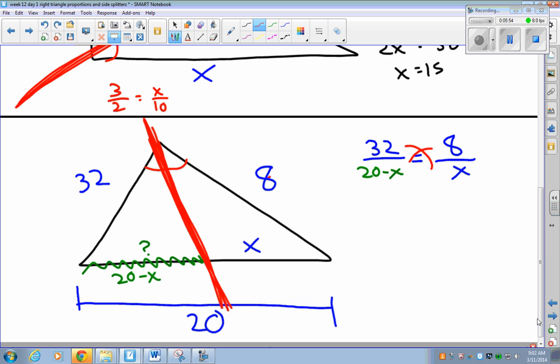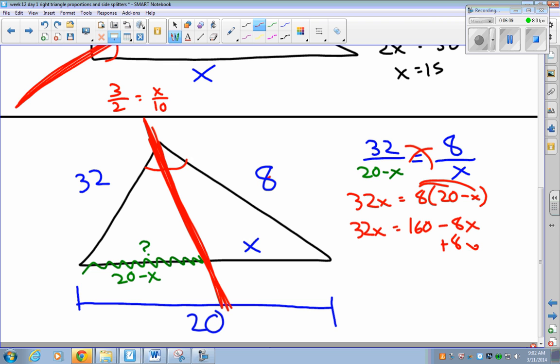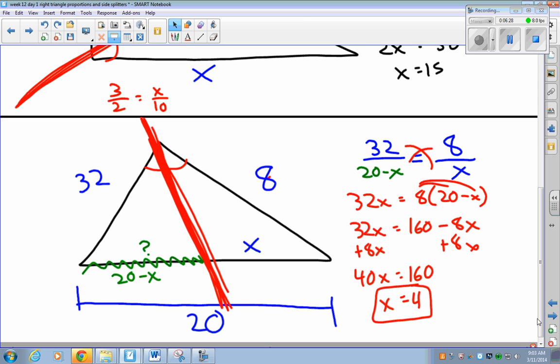Don't get overwhelmed when there's multiple x's. I got 32x equals 8, 20 minus x. Remember to distribute. 32x equals 160 minus 8x. You can add 8x. I got 40x equals 160, so x equals 4. Again, key thing is I cut the whole angle, and I did left over left is right over right. You just needed to get that green part, which was 20 minus x.